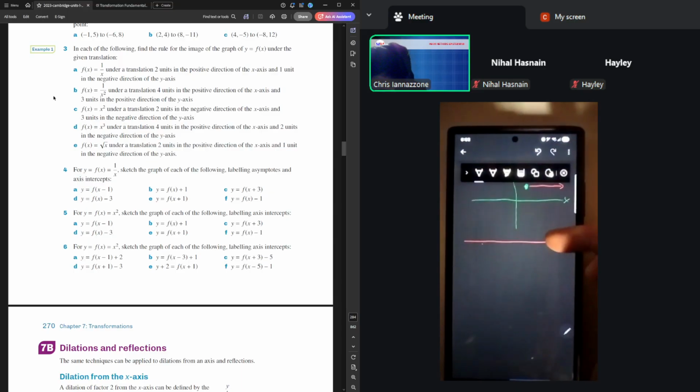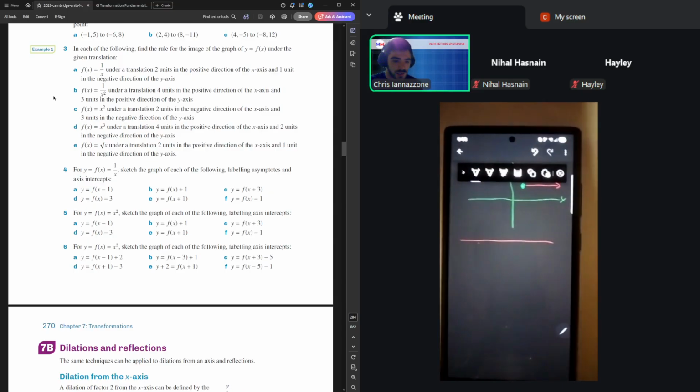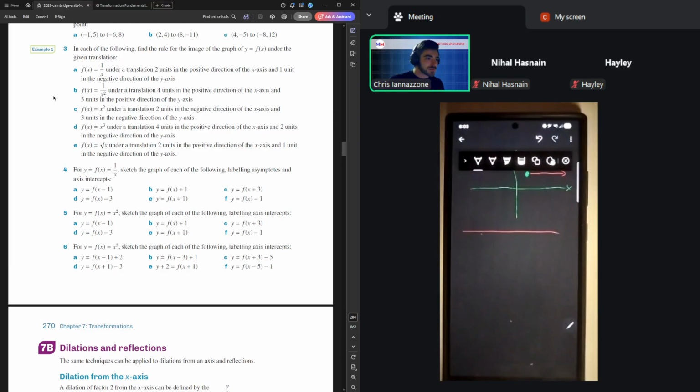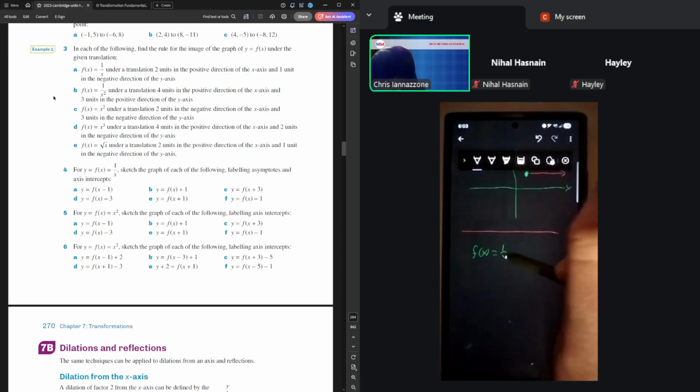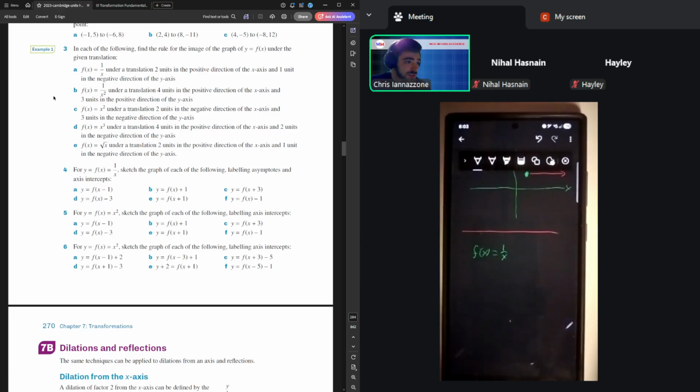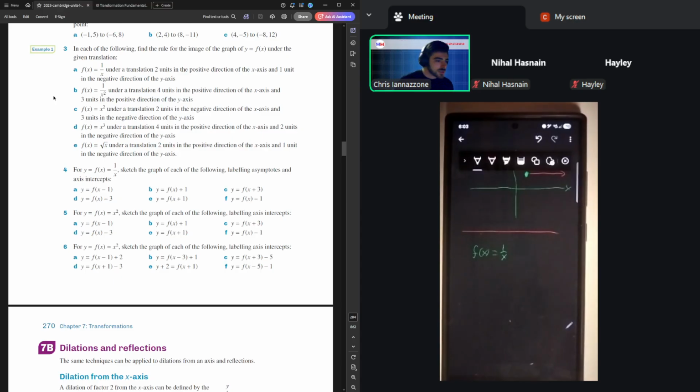But it could also just be worth making sure you go through the procedure so you know how to do it in the easier way. That way, when it comes to the harder questions, you'll be able to apply it just as well. So 3a, we have f of x is equal to 1 over x. We've got to do a translate of 2 in the positive x, 1 in the negative y. What's that going to look like?